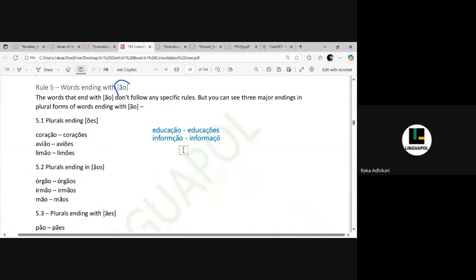Similarly, in the other cases, if we don't have the letter C, if we just have "ow", then we have no way to predict what will be its ending in the plural form. Any word ending in "ow" can have three types of endings in the plural. That is oish, aush, and aish. But we don't have any rule to decide which word will end in oish, which will end in aush, or which will end in aish. We can just remember or learn these words. So we have examples in every respective rule, 5.1, 5.2, and 5.3. With these examples, you can have an idea which word ends in what kind of combination in the plural.